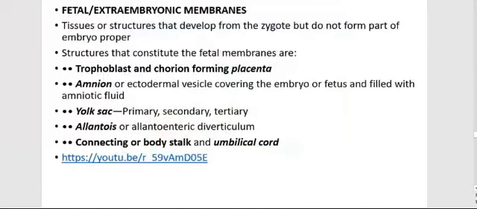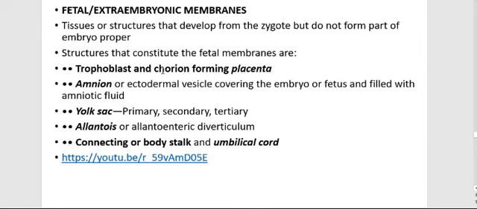And then we have these fetal extraembryonic membranes. These ones we actually discussed in the 2nd and 3rd week, so I won't go back. You just have to visit the notes for the 2nd week and 3rd week.